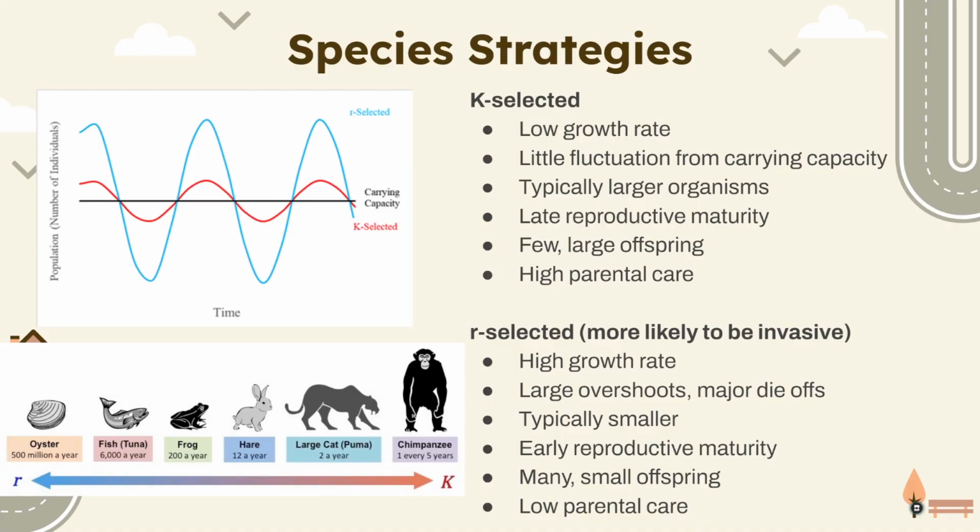The difference between r and K selected species is a fundamental life history trade off. K selected species trade off having many babies for high parental investment and long lifespan. Conversely, r selected species trade off having a long life and care for high fecundity, or the ability to produce many offspring quickly.